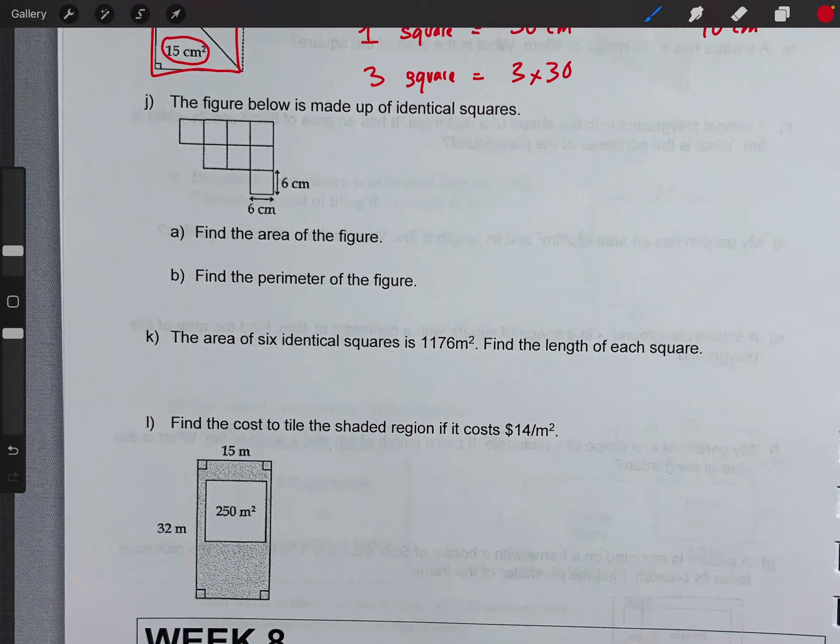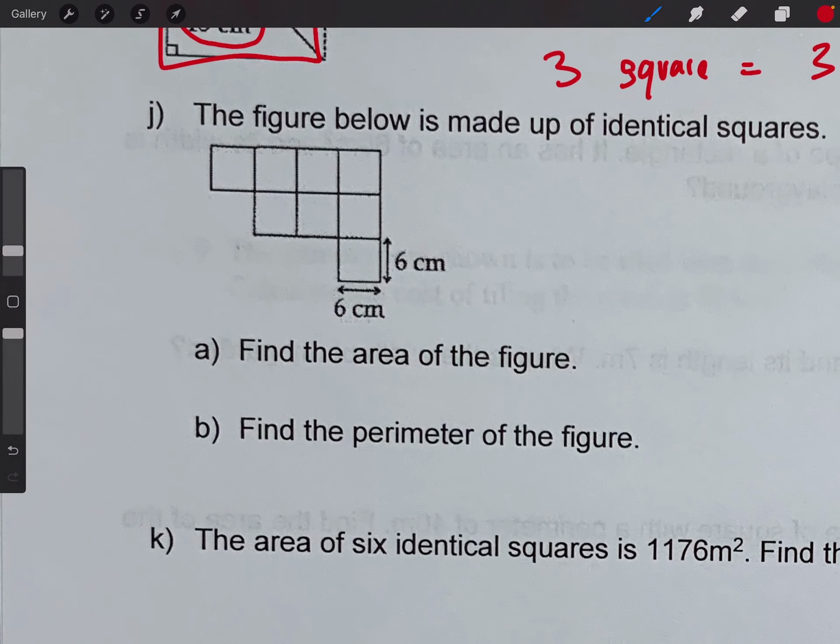Question J. The figure below is made up of identical squares. Find the area of the figure. So you want to find the area of this. So it's made up of how many squares? You got 1, 2, 3, 4, 5, 6, 7, 8. You got 8 squares.